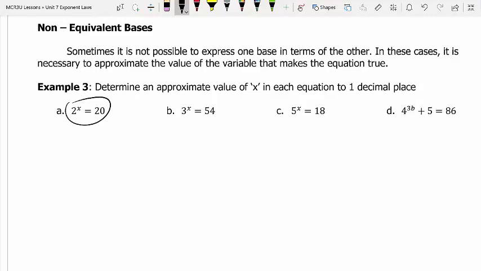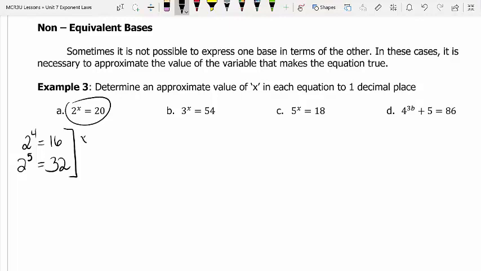Okay, so what we need to figure out is 2 to the power of what is 20. Well, I know 2 to the power of 3 is 8, so it's got to be higher than 3. So let's try 2 to the power of 4. We get 16, so we're not quite at 20 yet. So let's try 2 to the power of 5, and we get 32. So from this guess, we know that it must be in between 2 to the power of 4 and 2 to the power of 5, because 20 is in between 16 and 32.